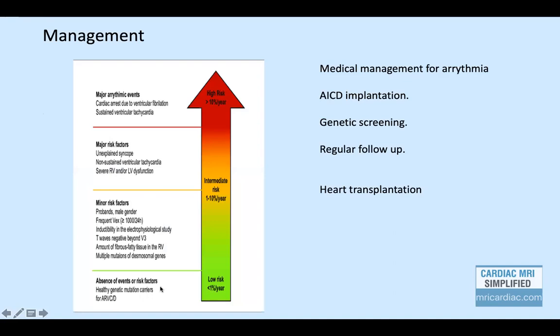Management depends on the stage of the disease. If there are arrhythmias which are treatable, you can treat with medical management. In case there is more occurrence, then AICD implantation can be planned. Genetic screening and regular follow-up are essential. And unfortunately, in a few cases, heart transplantation will be the last resort.